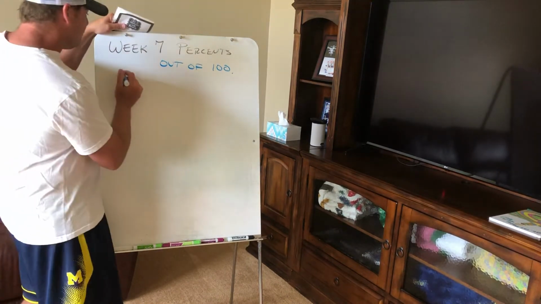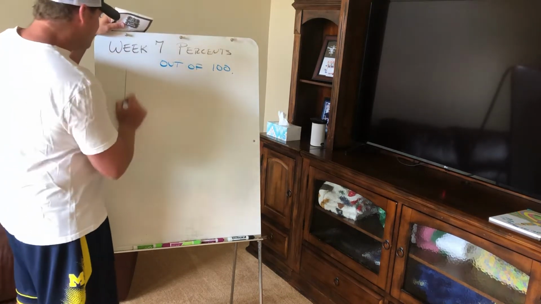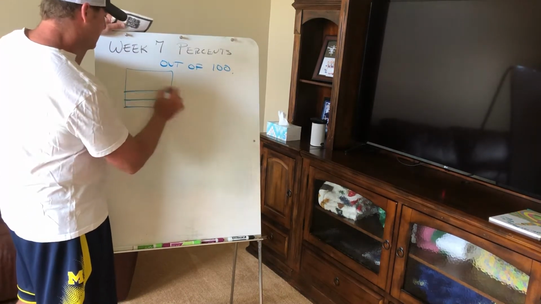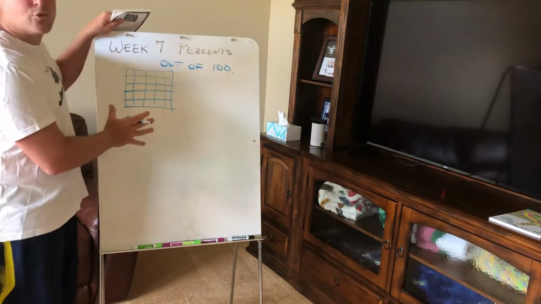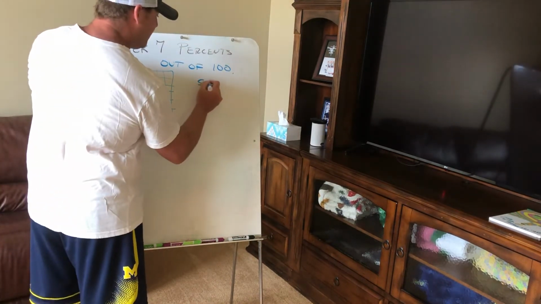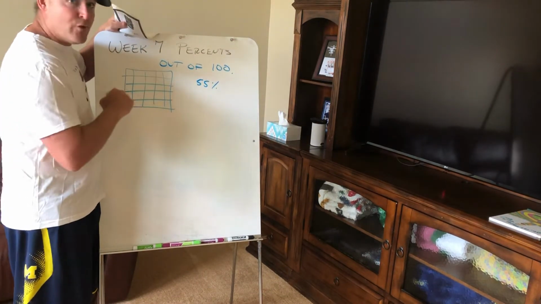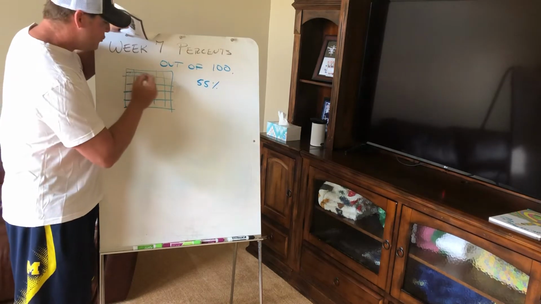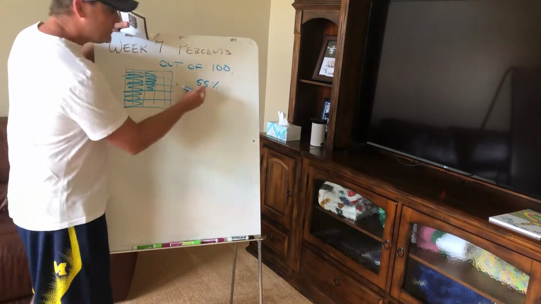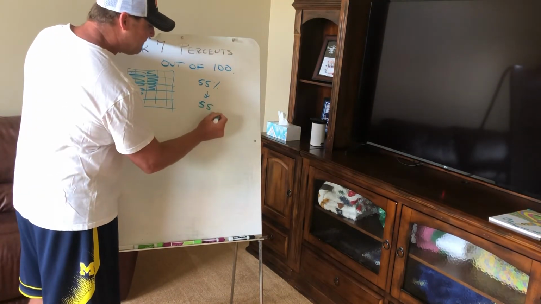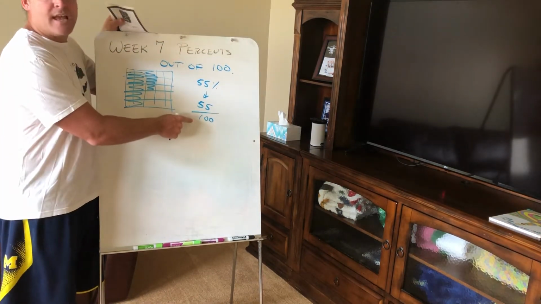So if I were to give you, I'm not going to draw a 100 square grid, but we're just going to pretend this is 100 squares. And if I gave you 55%, how you would illustrate that using a grid of 100 squares is you would shade in 55 of the squares. So 55% is 55 out of 100. So that's how you would write that as a fraction.